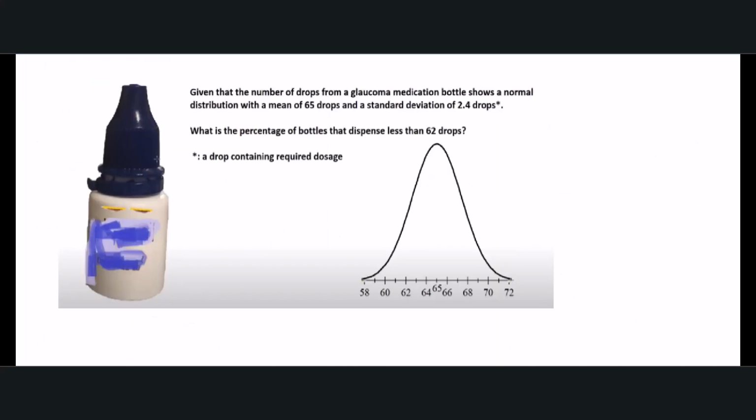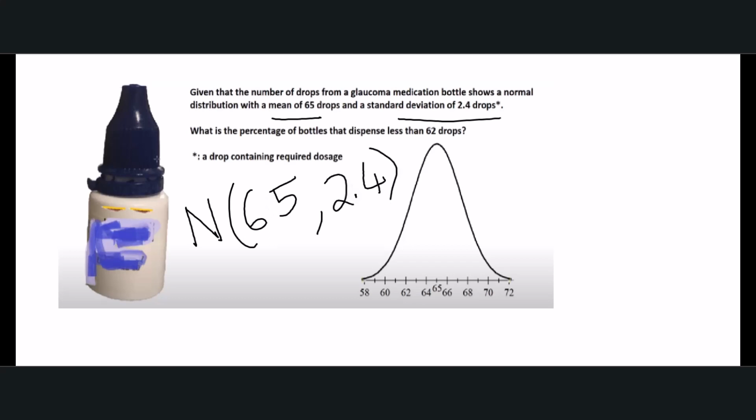All right. Now I'm going to recall an example that I showed you using the TI-84: the number of drops from a medication bottle shows a normal distribution with a mean of 65 drops and a standard deviation of 2.4 drops. That is, it is a normal distribution with these parameters. And you have to find the percentage of bottles that will have less than 62 drops. Drops themselves have variability, but let's not go into that detail.